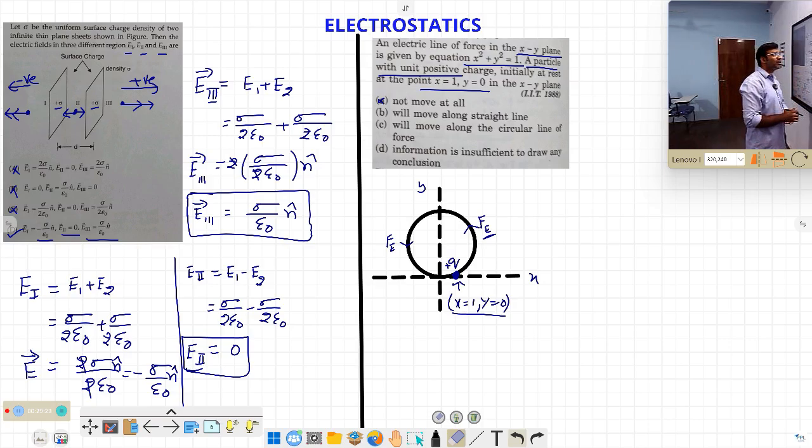Second one, will it move along a straight line, meaning is it moving only along the x-axis like this? No, because the electrostatic force is not along a straight line, it is moving in a circular path. So the second option is not correct. Third one, will it move along the circular line of force? Yes, because the charge always repels and it always moves in the direction of the electric field. So the charge will try to move in the direction of the circular line of force. This is the correct option. And the last option says information is not sufficient to draw any conclusion. They are not asking us to calculate, only to conclude, so we can conclude using option C.